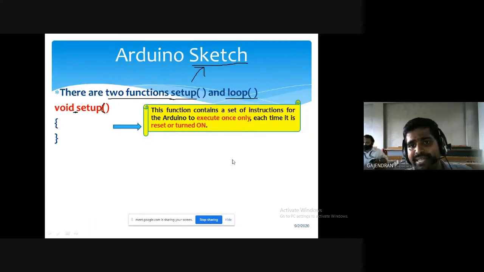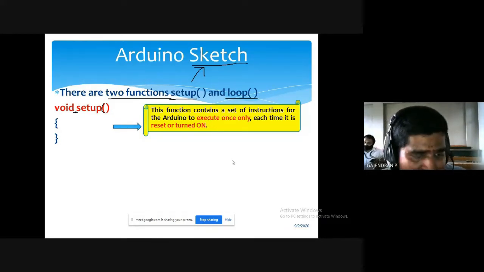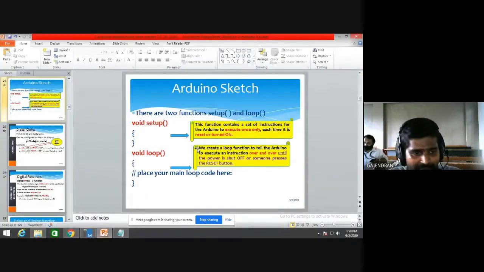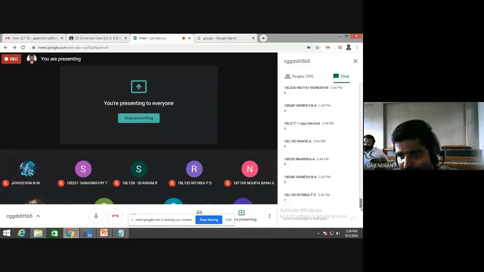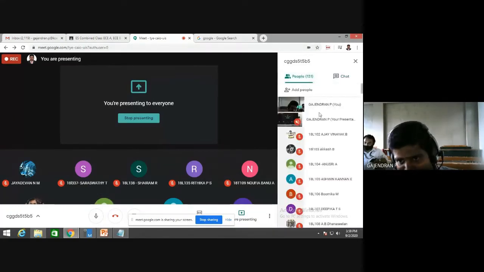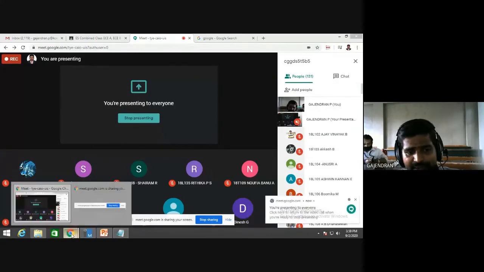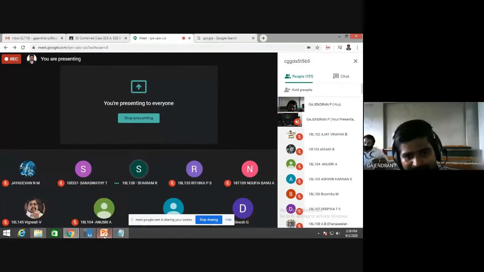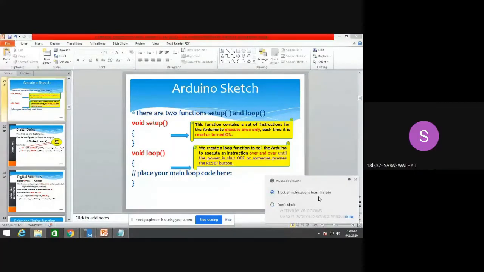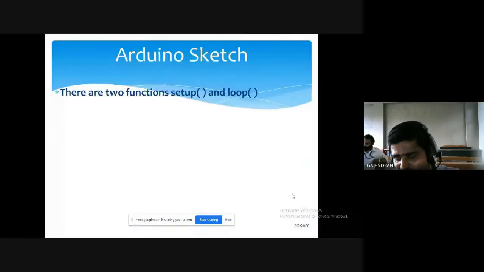Initialization or declaration. See, what is the conventional structure of your C program? Can anyone unmute and tell what is the conventional structure of your C program? Header file. Then main. Then function declaration. Then function definition. So likewise, your structure goes, isn't it?